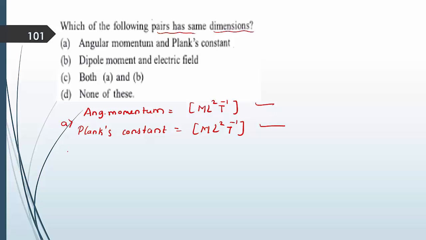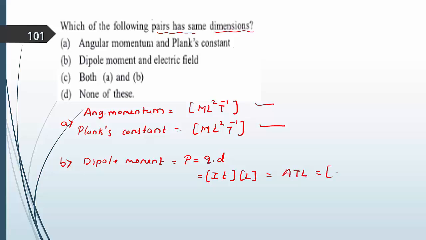This is option A. Come to option B. Dipole moment. Dipole moment is denoted by P. P equal to Q into D. So unit positive charge into respective distance. So we can write in place of Q as I into T, and displacement means L. So we can write A T L, or L raised to 1, M raised to 0, T raised to 1, A raised to 1. Right?